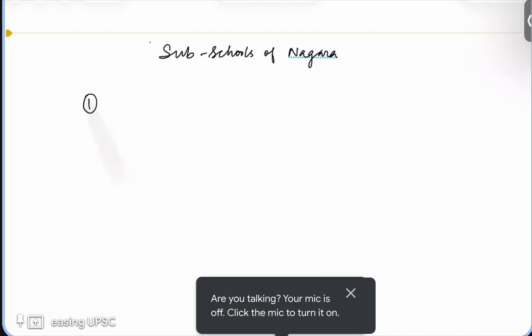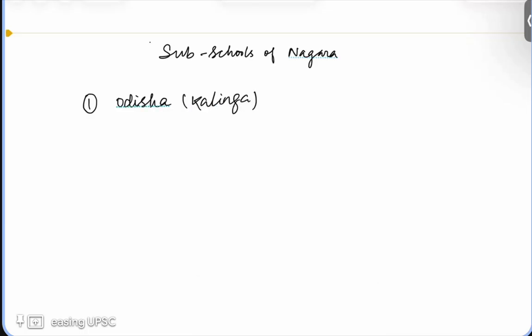First one is Odisha, Kalinga. So the tower here is called Deul. It is vertical until the top where it curves sharply.